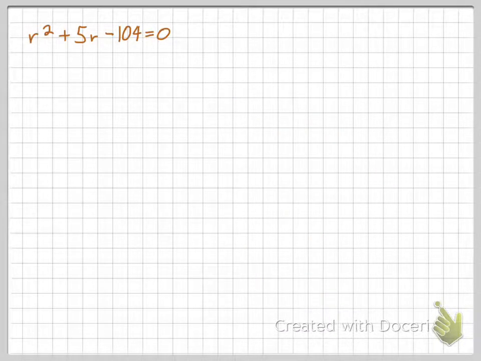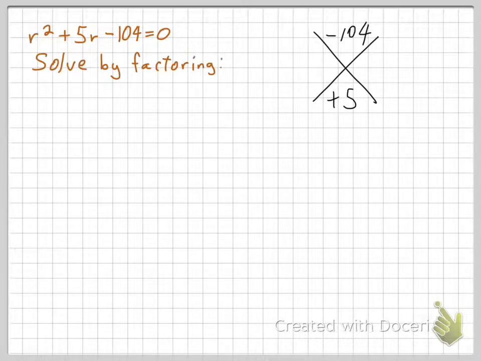So I just recopied this down onto this frame. You don't have to do that if you've already written it down. First I'm going to solve by factoring. What are two numbers such that when you multiply them you get your third term, negative 104, but when you add them, you get the middle term, positive 5r? Again, this should harken back to some Algebra 1 stuff. Those two numbers are negative 8 and positive 13.